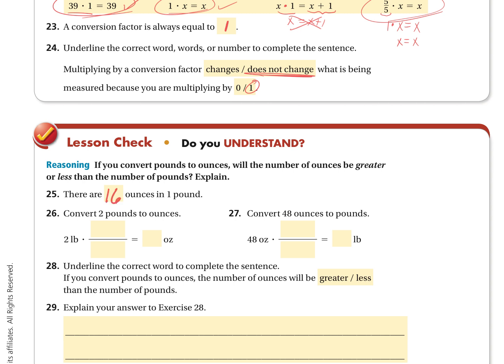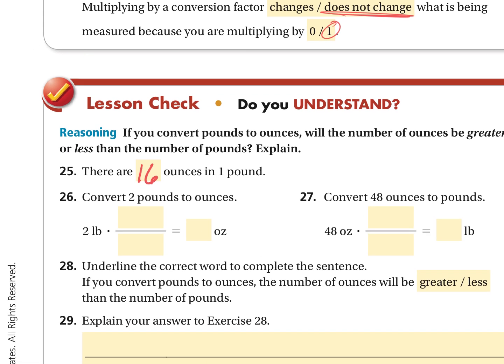And now we want to convert 2 pounds to ounces. So we want to multiply by a conversion factor. Our conversion factor here, 16 ounces is the same as 1 pound, and we're trying to cancel out the pounds. So we have 1 pound on the bottom, and we want 16 ounces on the top. Then pound is going to cancel with the pound, and you get 2 times 16. 16 divided by 1 is just 16, so 2 times 16 is going to get you 32. So you get 32 ounces.